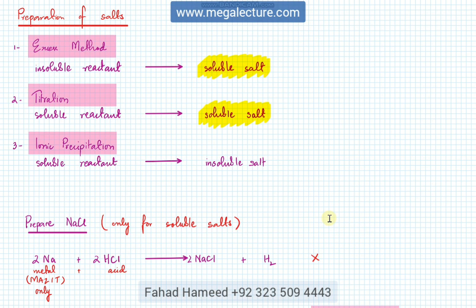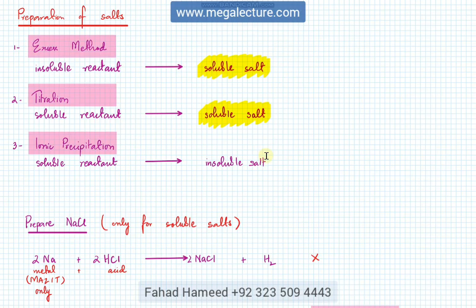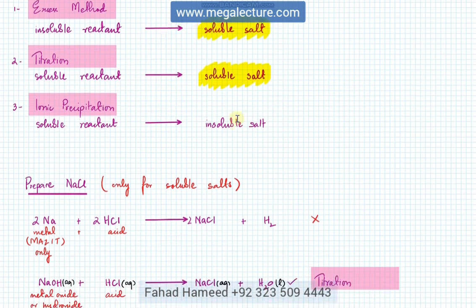Now let's start discussing the second method of salt preparation. And that's specifically titration. And titration is going to be used when you have a soluble reactant and a soluble salt as well. So we've got a number of reactions for producing soluble salts, and we're going to have a look at them. So, a soluble reactant producing a soluble salt.